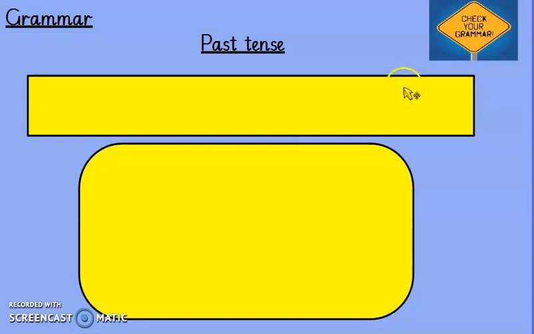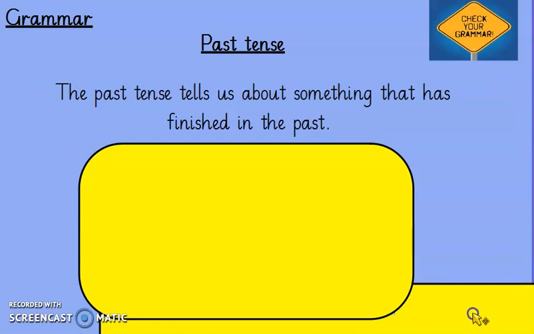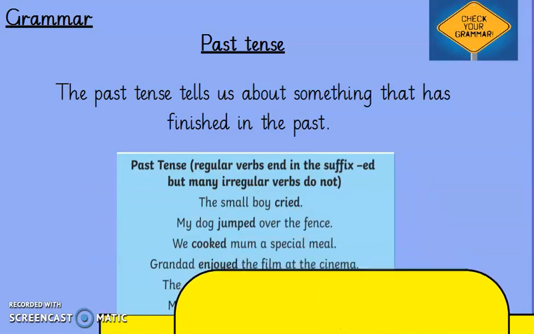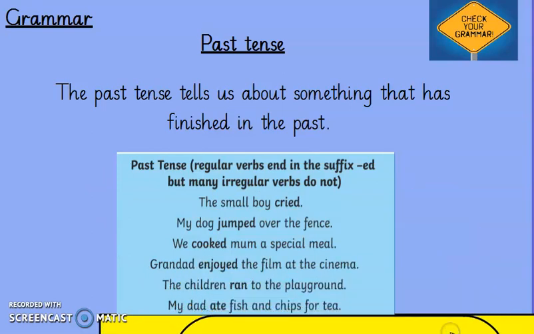Now let's have a look. What is past tense? The past tense tells us about something that has happened or finished in the past. Okay, so something that's already happened. Here are a few examples that we'll look at together to show you. Okay, so I've got some past tense and we're looking at some verbs. Now we know that verbs are action words. So for example, like kick, clap, jump, hop, walk. Okay, so they're action words.